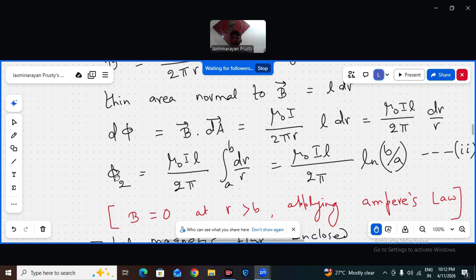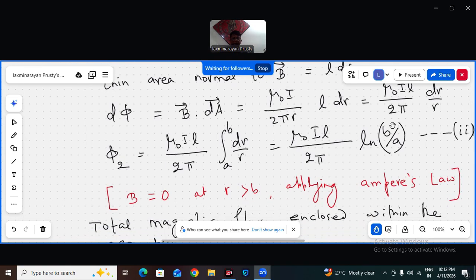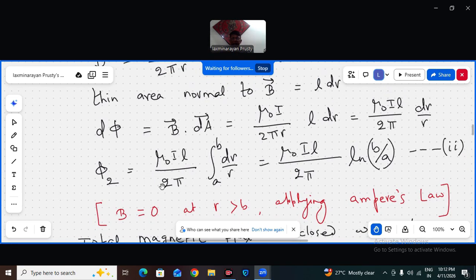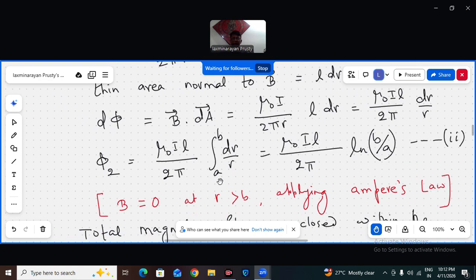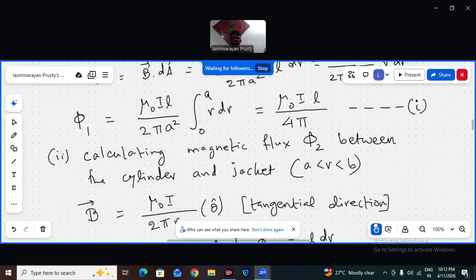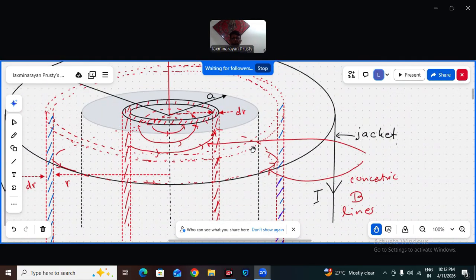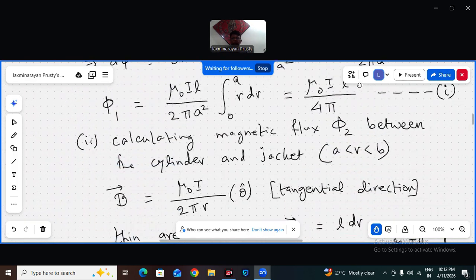Now what is the total flux between A to B, in the gap between the cylinder and jacket? Integrate this. This is constant. dR by R integration A to B is ln B by A. So this is the phi 2. Then what is the total flux through this area from 0 to B? The flux 1 plus flux 2.